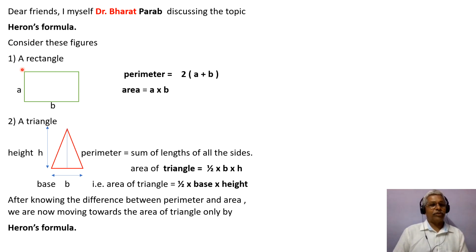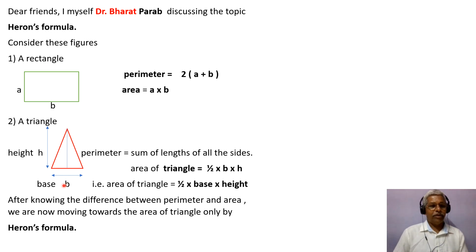Consider these figures. First one, a rectangle. Rectangle, two sides A and B, length and breadth. So perimeter is addition of all four sides. So this is A plus B and A plus B. So perimeter is 2 into A plus B. And area is A into B. You know that.